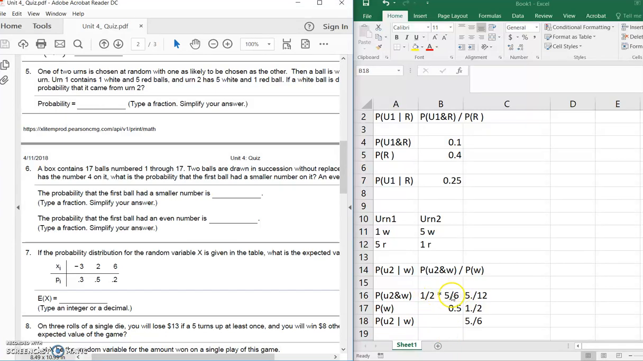So I changed these to fractions because the answer is being asked in fraction format. So that is 5 over 12, 1 over 2. When we divide these two, we get 5 over 6.